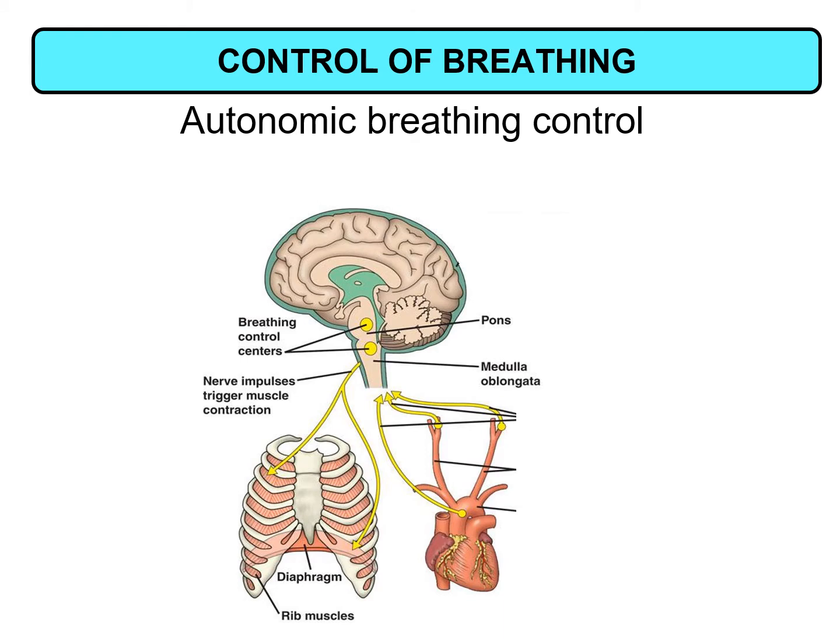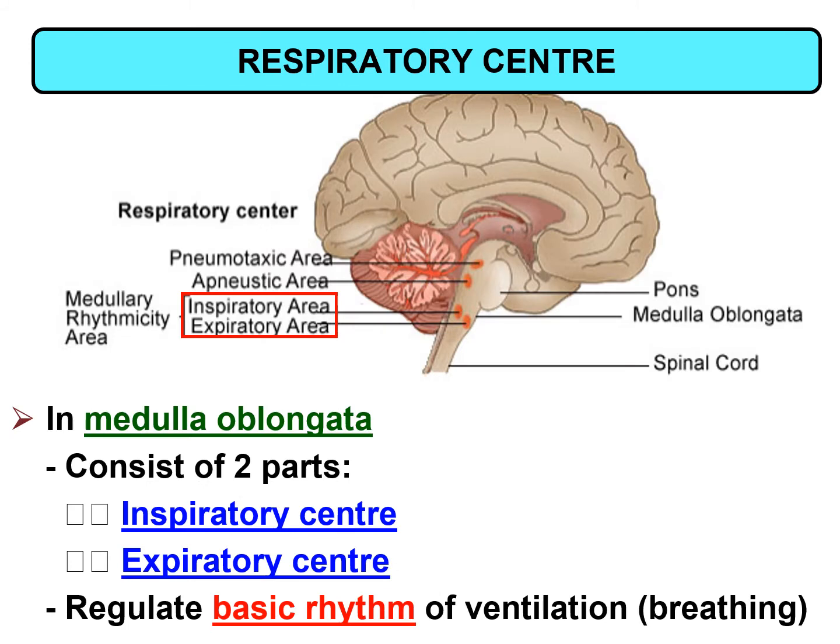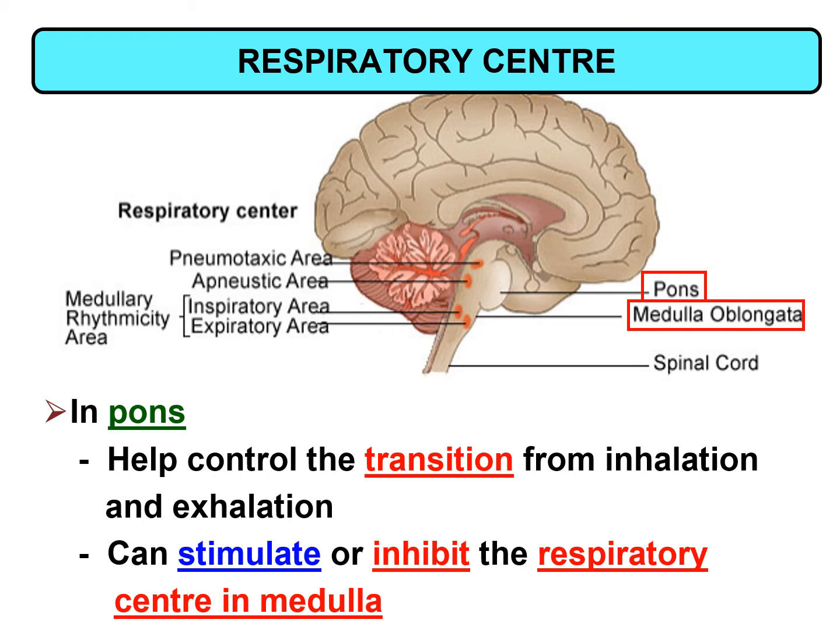Breathing is autonomic, which is involuntary. The medulla sets the rhythm and the pons moderates it. The inspiratory center and the expiratory center will tell when we have to exhale and inhale. Inspiratory is for inhalation, expiratory is for exhalation. The pons helps control the transition from inhalation to exhalation, and it can stimulate or inhibit the respiratory center in the medulla.